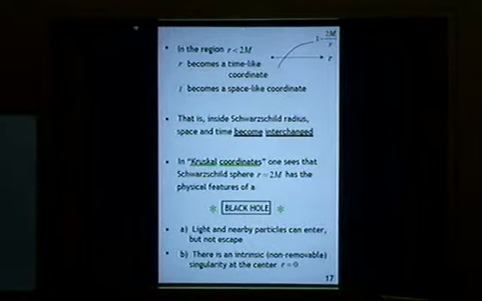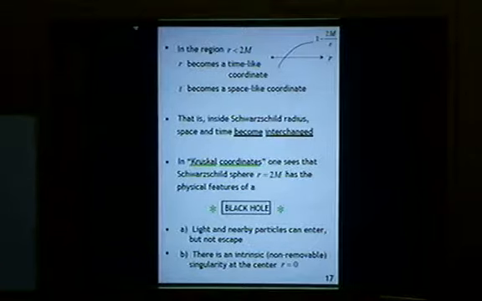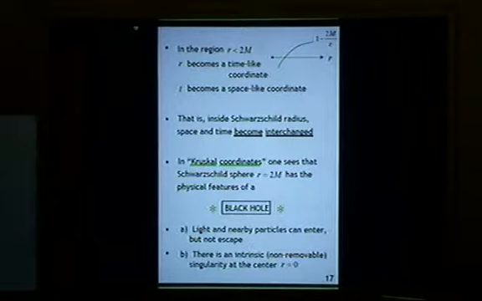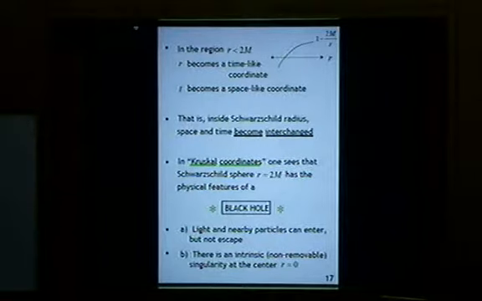Okay, so now you can't see this black hole stuff in the ordinary coordinates that Schwarzschild wrote down. But in what are called Kruskal coordinates, Kruskal was a famous American mathematician, one sees that the Schwarzschild sphere, that's a 2-sphere, has the physical features of a black hole. You can't see it in regular coordinates, but in these Kruskal coordinates, which you can look up in any book on relativity, you'll see that. So it has physical characteristics of a black hole.